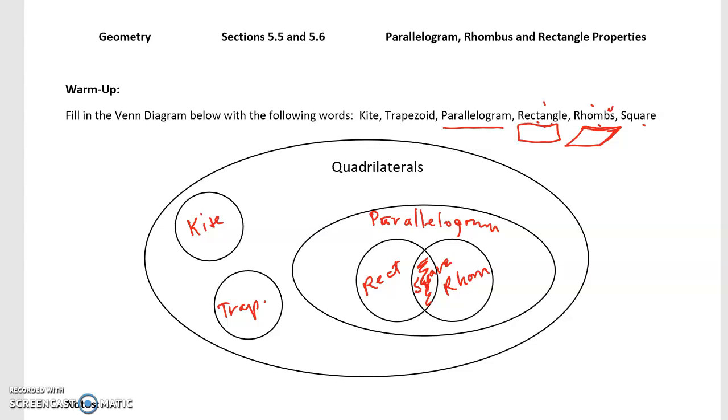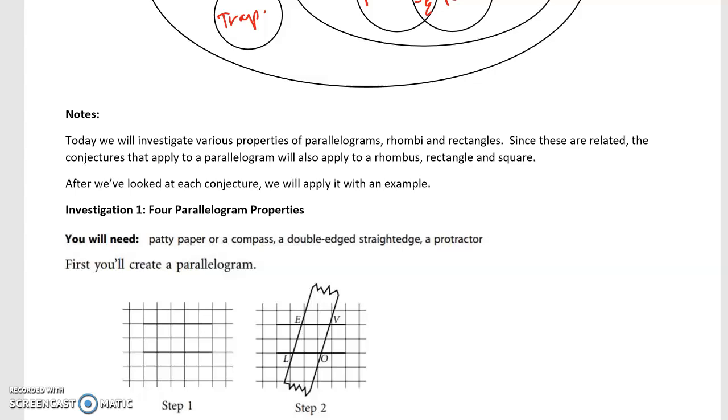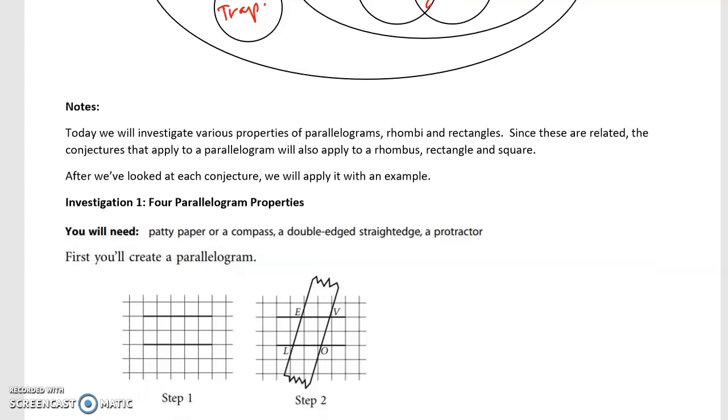And that's actually going to get us in the mindset for these parallelogram properties that we're going to take a look at today, because anything that applies to a parallelogram would also apply to a rectangle and a rhombus. Anything that applies to a rectangle applies to a square, but not a rhombus. And then vice versa with rhombus and square. So we're going to investigate these properties.